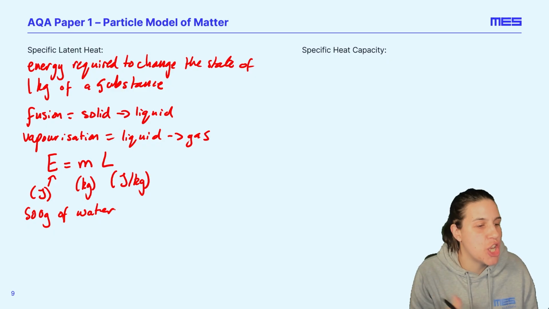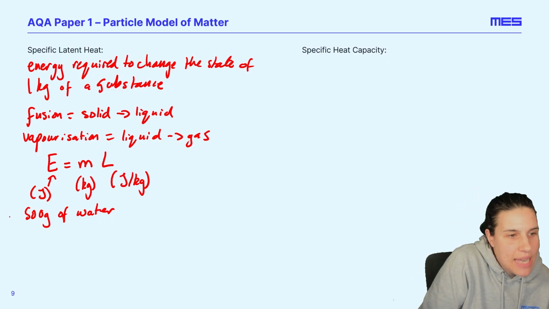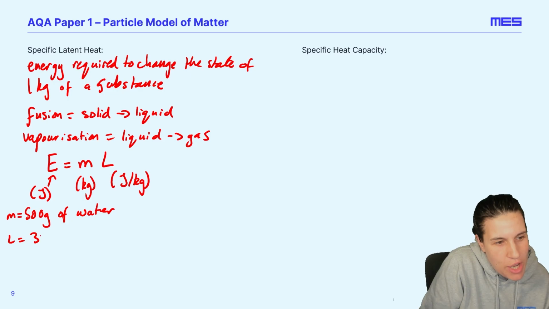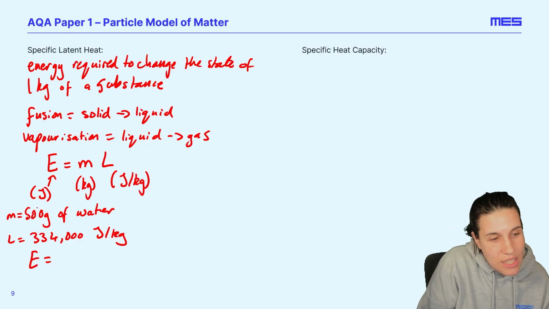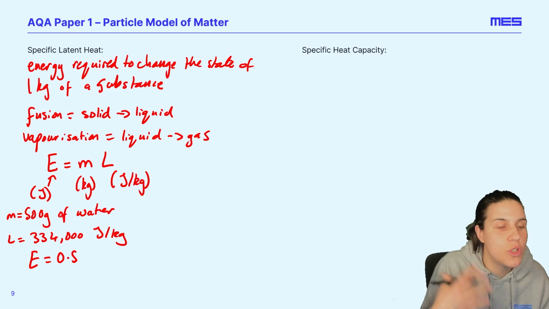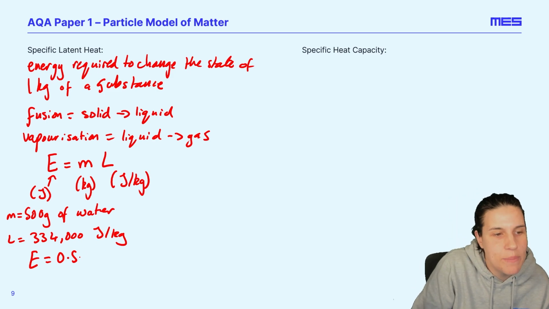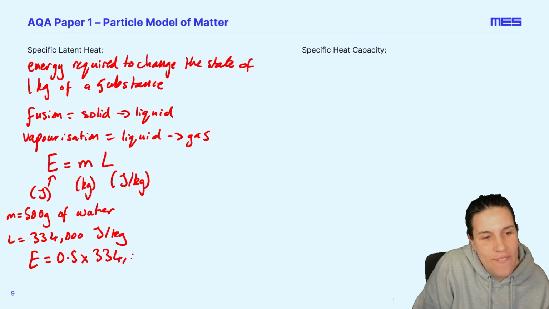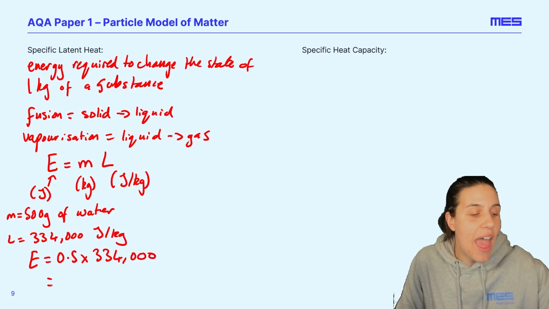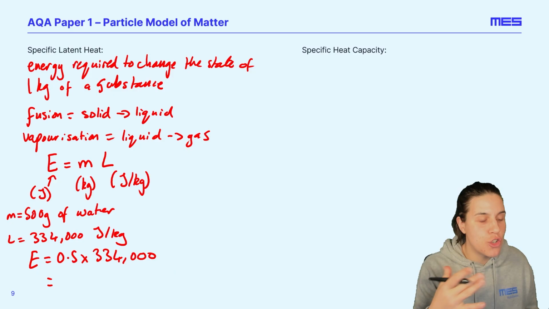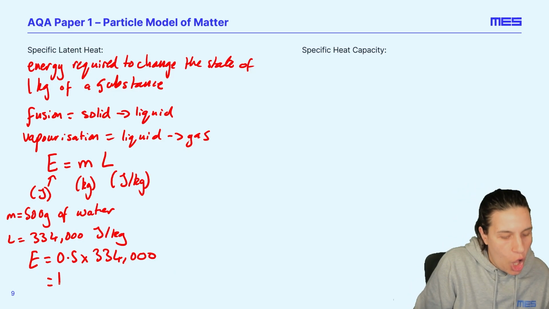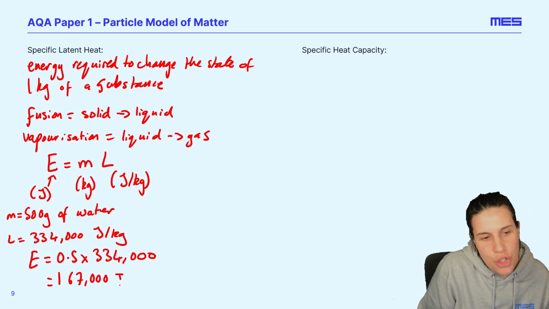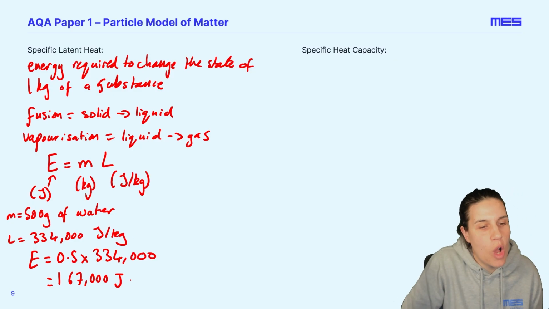So the way that we use this equation, let's imagine that we've got 500 grams of water, and I want to know how much energy I need to turn that from water into steam. Now, the specific latent heat of water is about 334,000 joules per kilogram. So here we go. We'd do E is equal to the mass. Now, this is in grams, so I need to convert it to kilograms. So I'll divide that by 1,000, give me 0.5 kilograms, multiplied by 334,000. So therefore, the amount of energy that I'd need to turn 500 grams of water into steam would be 167,000 joules.